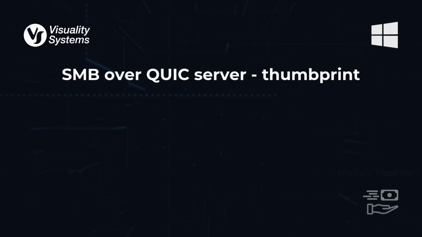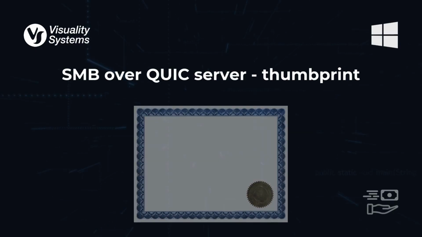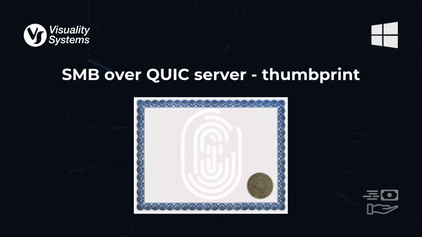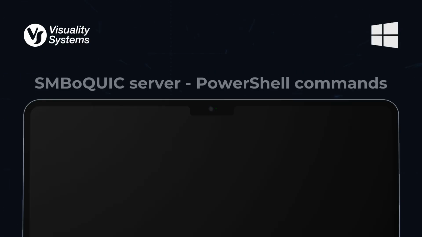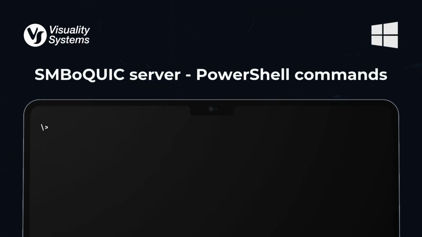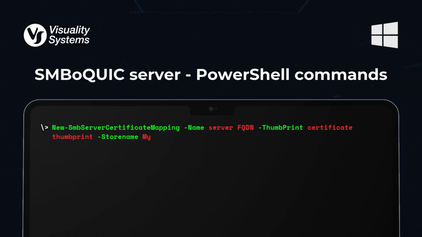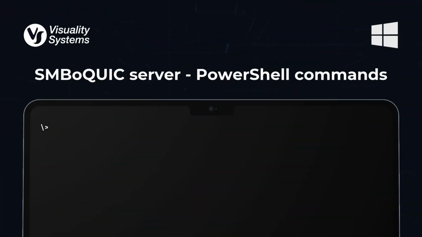Before configuring SMB over QUIC on the server, we need to obtain the certificate thumbprint. This thumbprint uniquely identifies the certificate used for secure communication. Once you have the thumbprint, use the following PowerShell command to map the certificate to your SMB server. New-SmbServerCertificateMapping -Name server FQDN -Thumbprint certificate thumbprint -StoreName My. Here, the fully qualified domain name, or FQDN, represents the complete hostname of the server, including the domain and top-level domain.